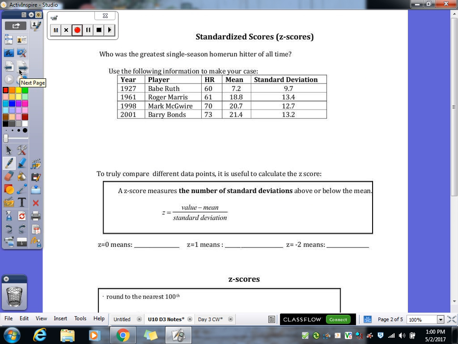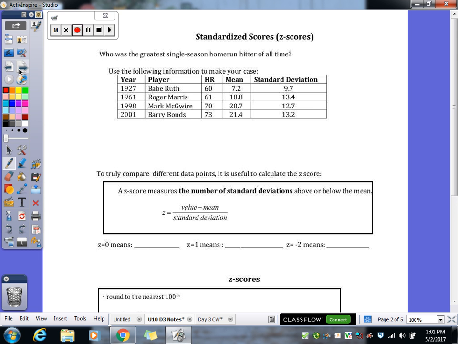So if we take a look at the next page, what ends up happening is there's different kinds of problems out there where you can't really compare your data. So like here, they want to know who was the greatest single season home run hitter of all time. And if you look at your data, we got Babe Ruth here, who had 60 home runs, but the mean of the year was 7.2 compared to everybody else, and the standard deviation was 9.7.